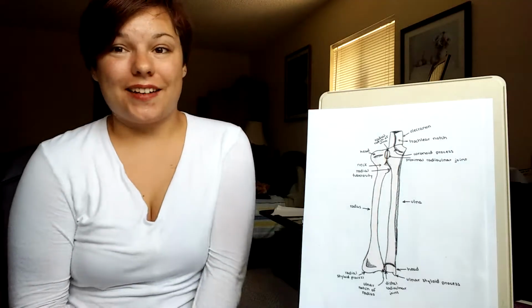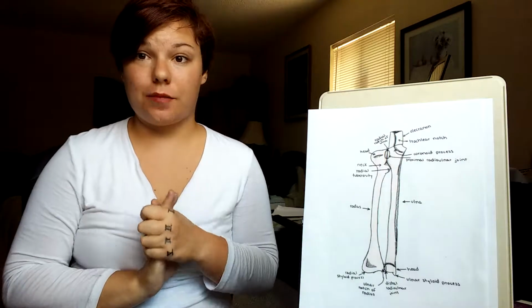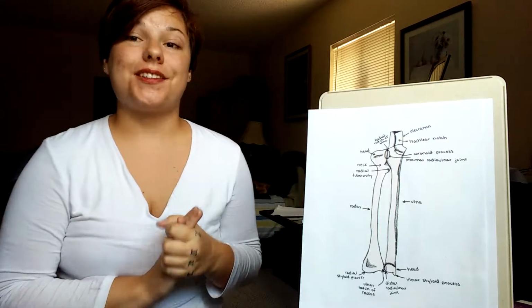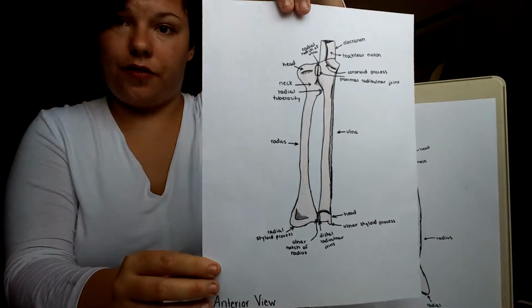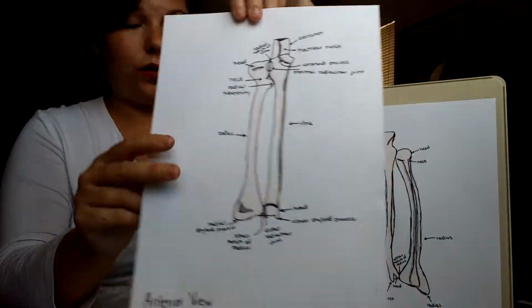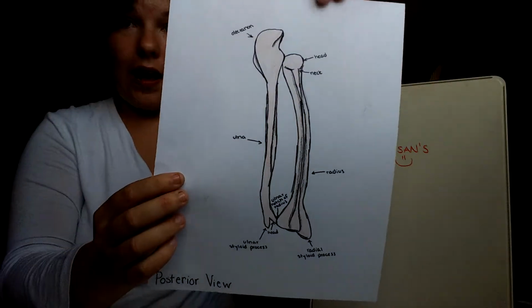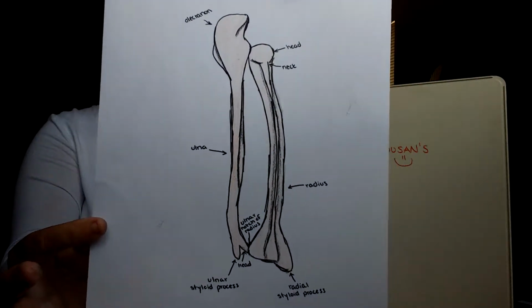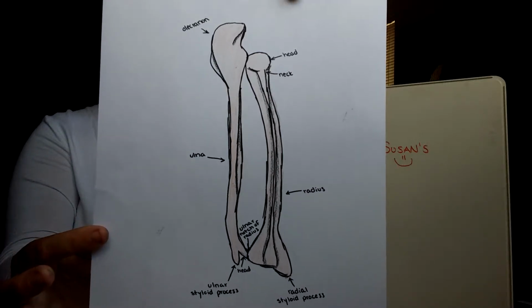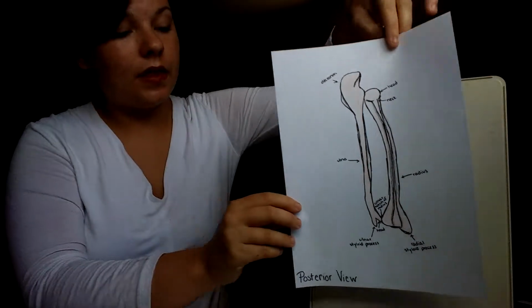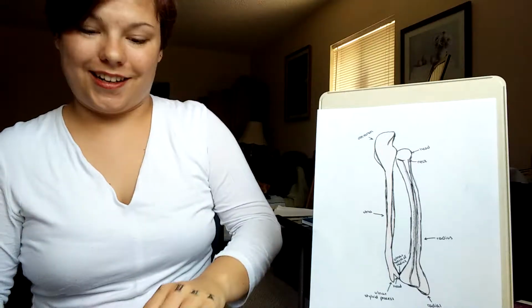Hi, it's Robin again. Now that we've talked about the bony landmarks of the humerus, we're going to discuss the bony landmarks of the radius and the ulna. Right here, I'm using the anterior view of the radius and the ulna. However, I also have the posterior view of the radius and the ulna. But for the purpose of this video, we're going to be using the anterior view. So let's get started.